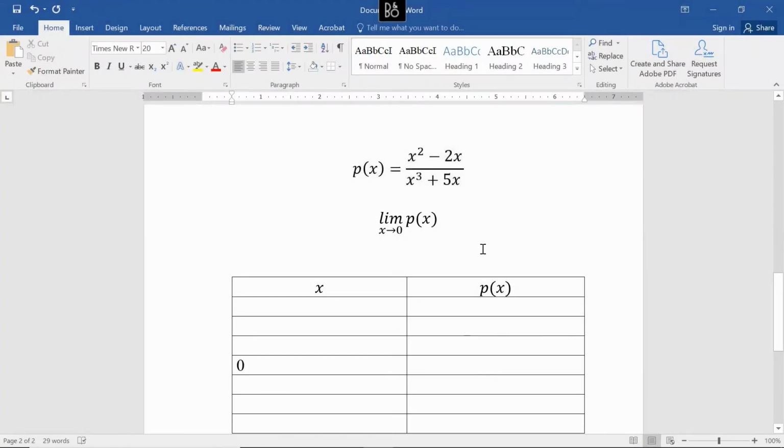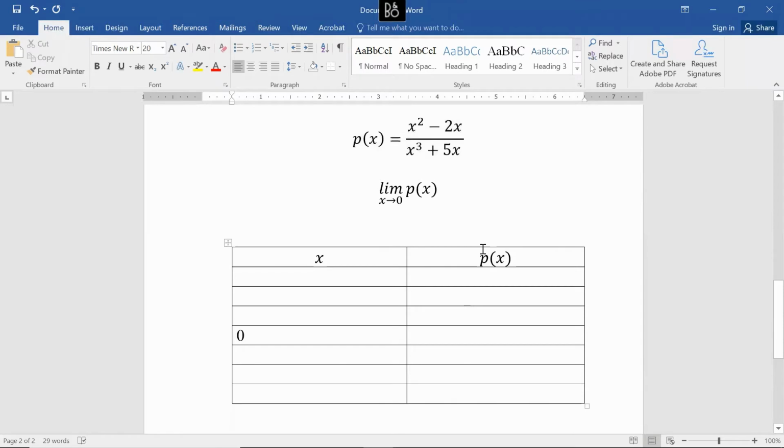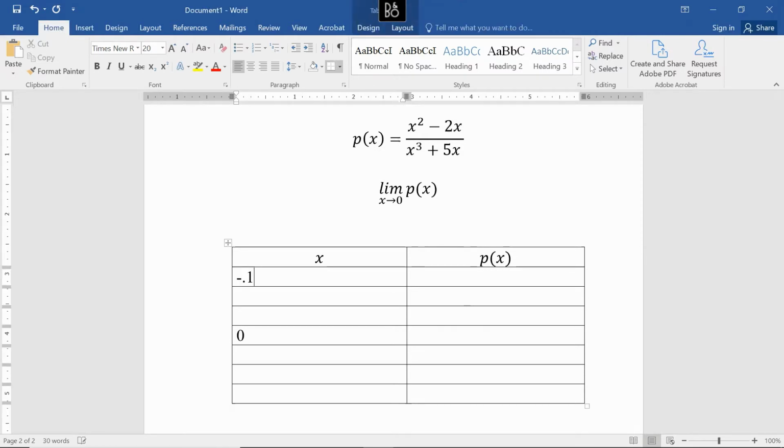Now let's take a look at the next example. The next example is x squared minus 2x divided by x to the third plus 5x. Again, we're going to be trying to estimate as we get towards 0. Numerically, we're going to fill out a table and then plug those things in.